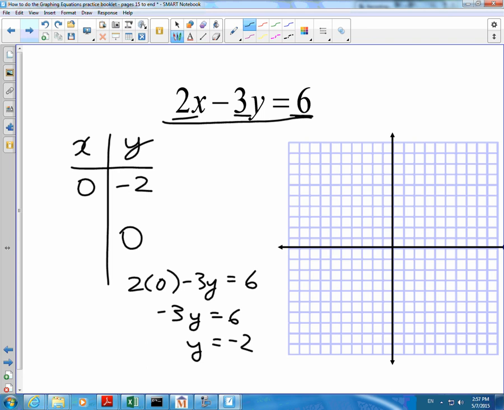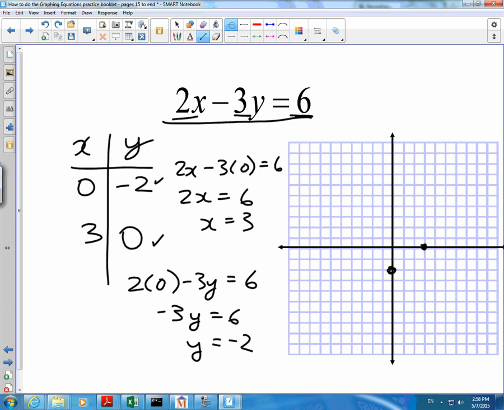By the same logic, if y is 0, I'd have the equation 2x minus 3 times 0 equals 6. 3 times 0 is 0, so 2x equals 6, so x equals 3, and that's good enough. There's 2 easy points to graph. 0 over 2 down, check, and 3 over none up, check, and something like that.